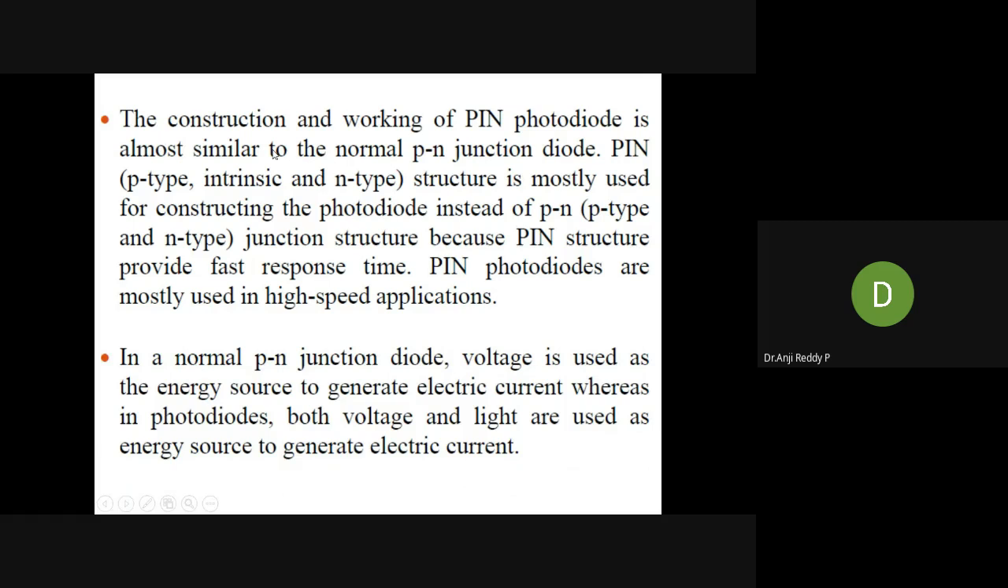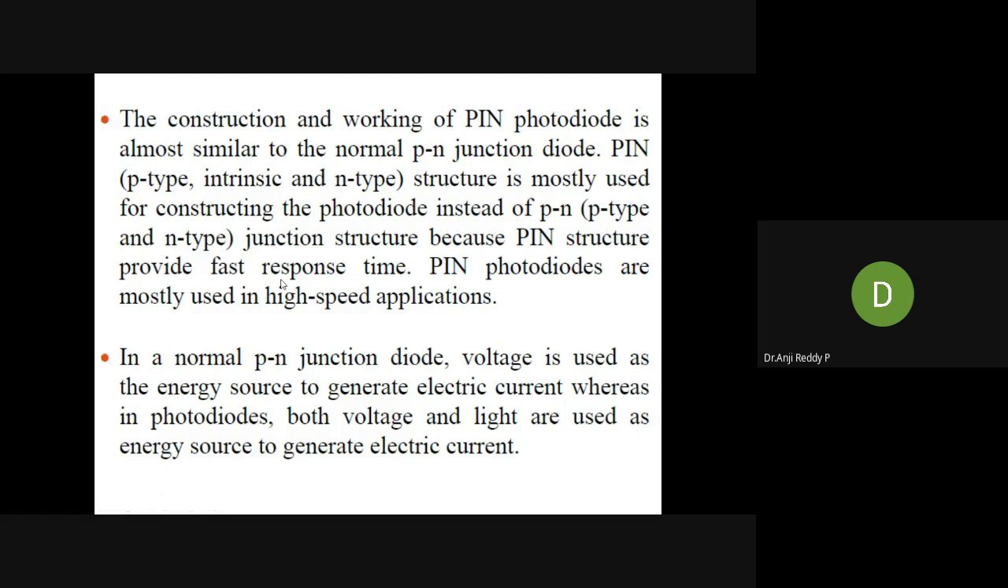Once again, this point. The construction and working of the pin photodiode is almost similar to the normal PN junction diode. What is the meaning of PIN? P means P-type, I means intrinsic, N means N-type. This structure is mostly used for constructing the photodiode instead of the PN junction structure. The reason is the pin structure has a faster response compared with the PN structure.